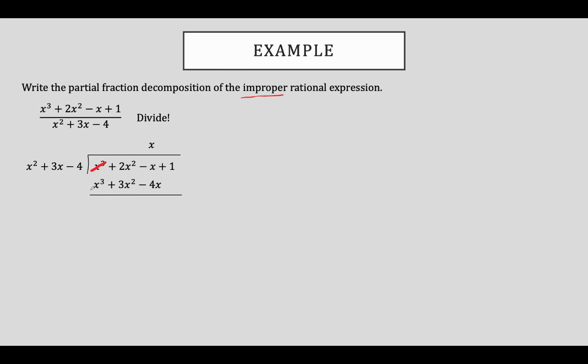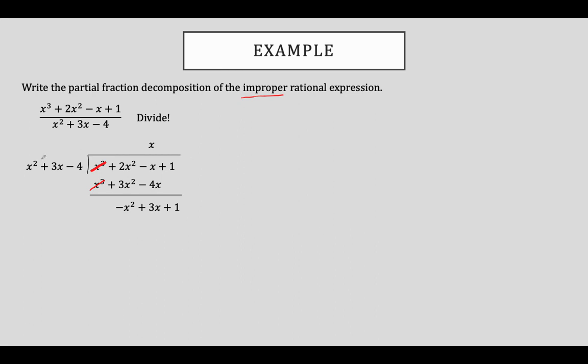X cubed minus x cubed, those are going to cancel out. 2x squared minus 3x squared gives me negative x squared. Negative x minus a negative 4x, that's going to be adding 4x, gives me 3x, plus 1 minus nothing gives me a plus 1. Negative x squared plus 3x plus 1.